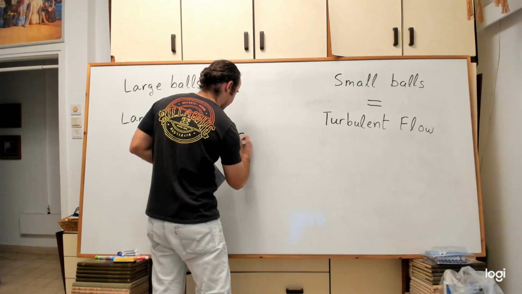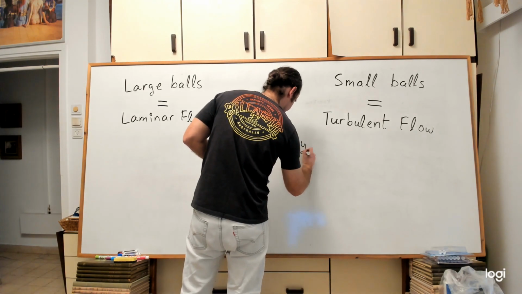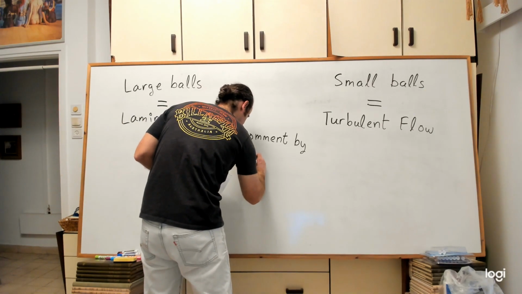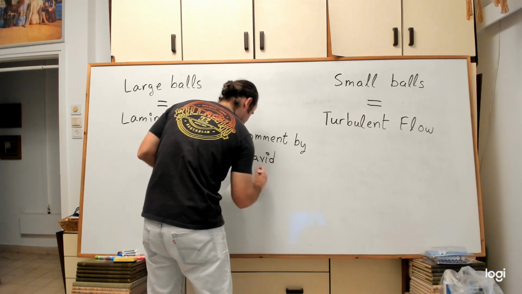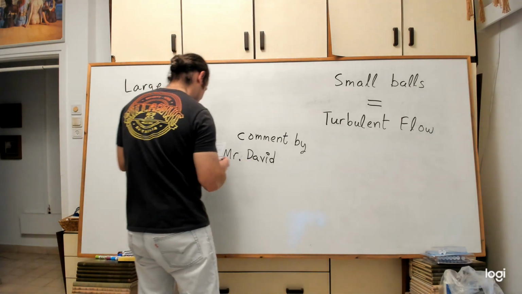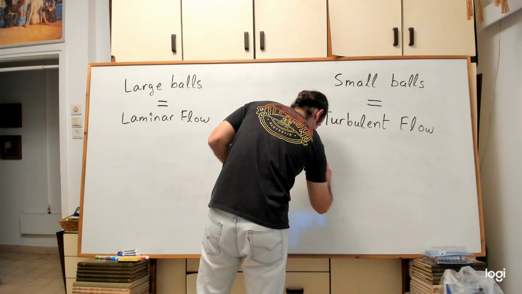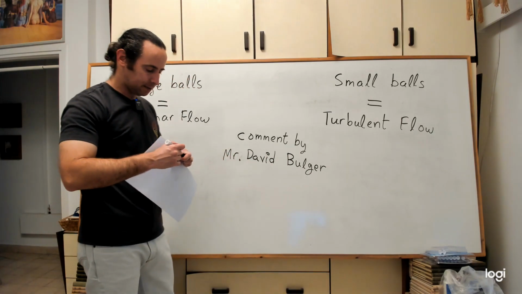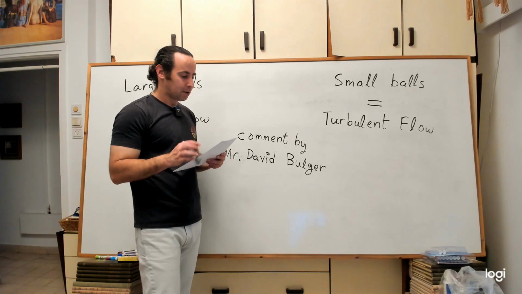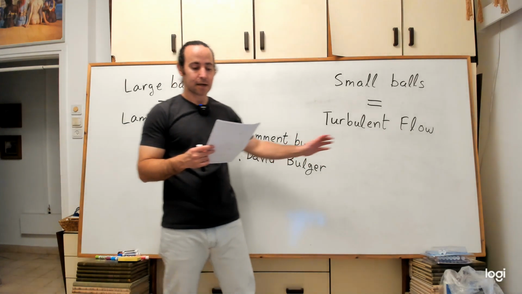Comment by Mr. David Bulger. Okay, I hope I'm getting the name right. Maybe it's Bulger. Okay. Watching the small balls fall, you can see that they tend to gather momentum and run in diagonal paths.